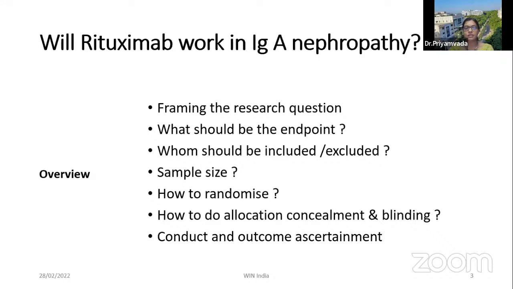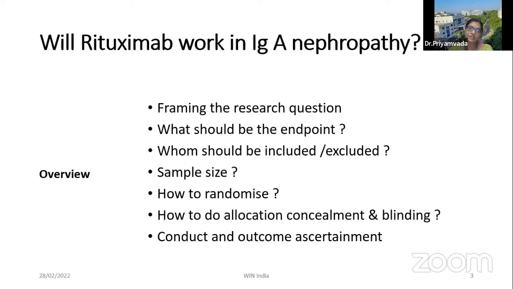Now, these are the broad topics under which I'm going to discuss over the next, say, 25 or 30 minutes. The research question framing, which already has been dealt with in the previous session, and I'll be discussing in a little more detail the real life endpoint which we should select in a study with IgA nephropathy and rituximab, and a little bit about the inclusion and exclusion criteria, then details about the sample size calculation.